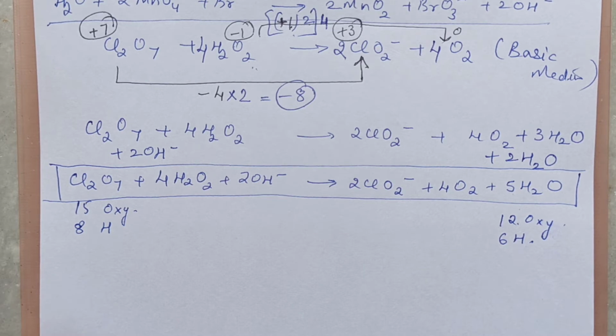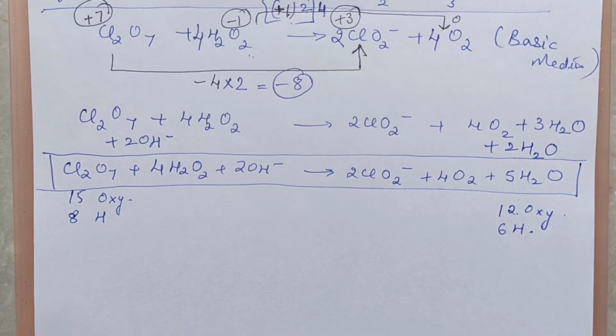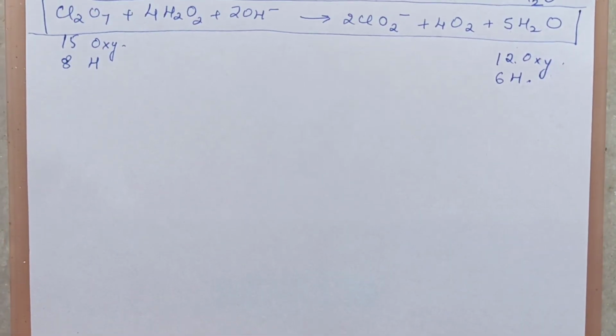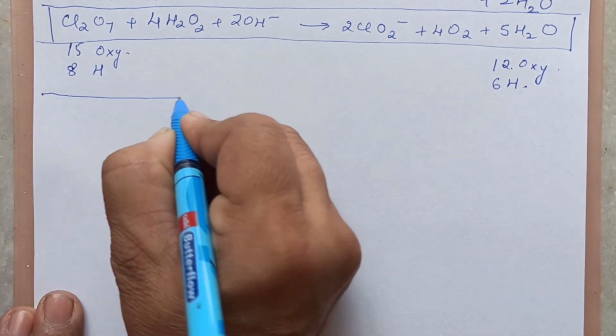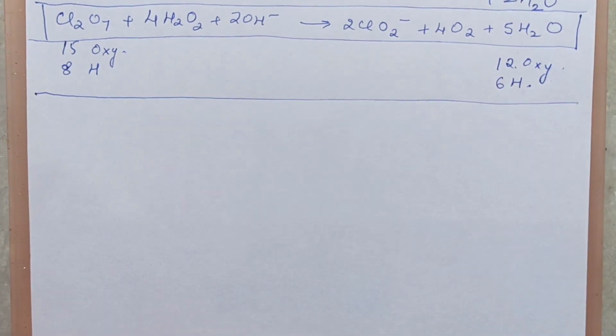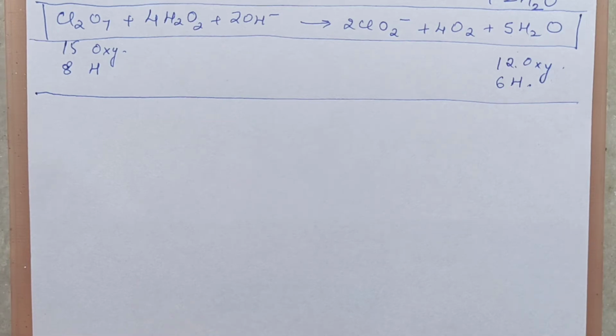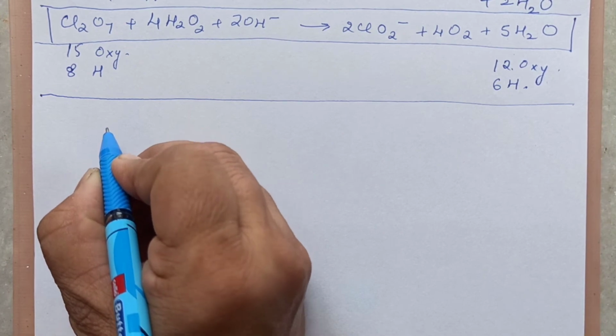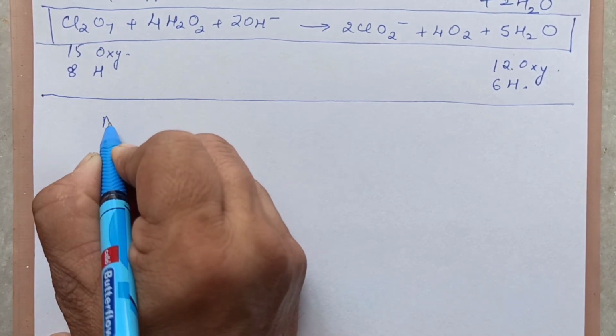Everything in one equation you do in this. Clear? Now let's take one equation in acid medium. Let's see whether you are able to do it. Method is same, only hydrogen as we were doing in the previous one. Now we are not dividing into two halves. We are writing everything in one equation itself.